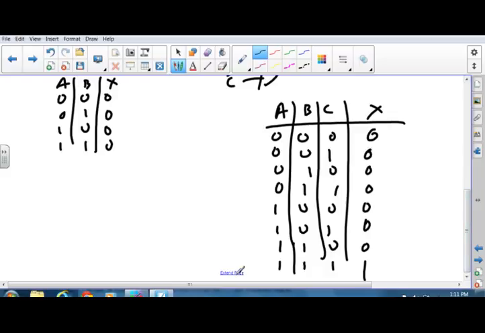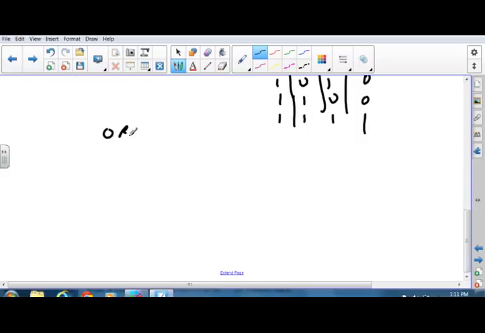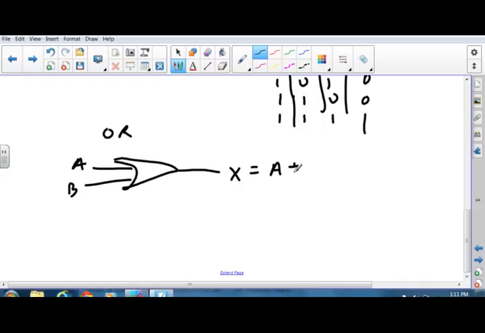And then we have OR gates, and OR gates look like that. We have an A, B, and an output X, and the output X can be written as A or B. We pronounce that A or B. The algebra we're using is Boolean algebra, which comes later in the book.